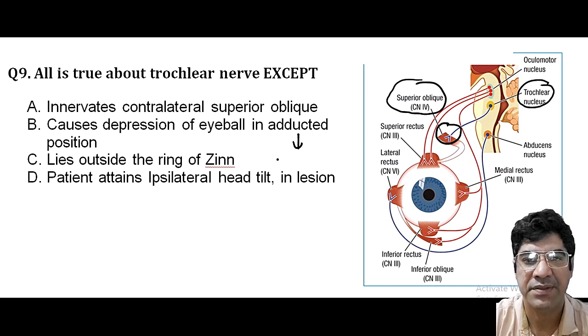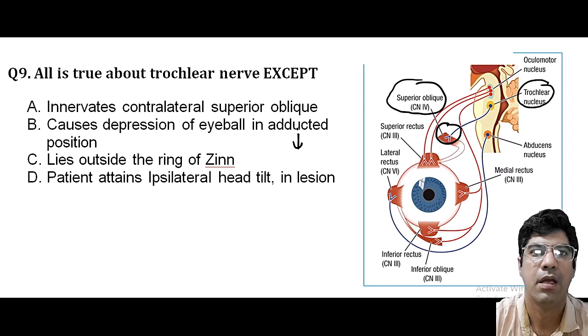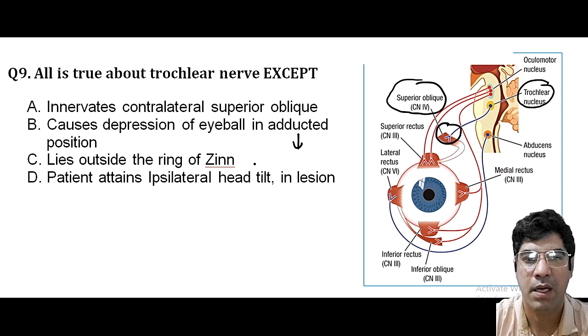The trochlear nerve passes through the superior orbital fissure, but it stays outside the annular tendon, also known as the ring of Zinn. So that option is also correct.